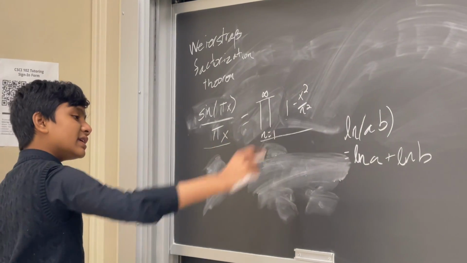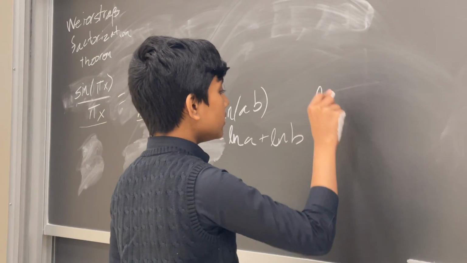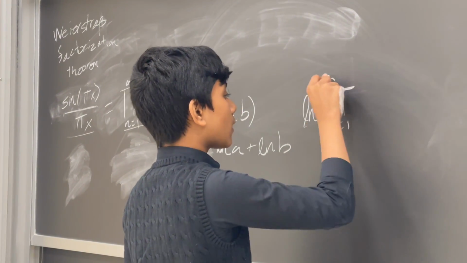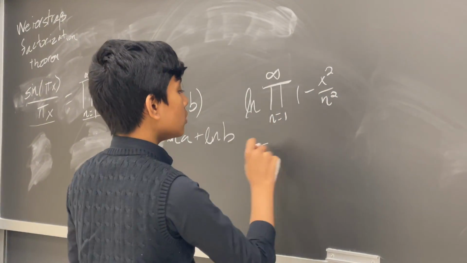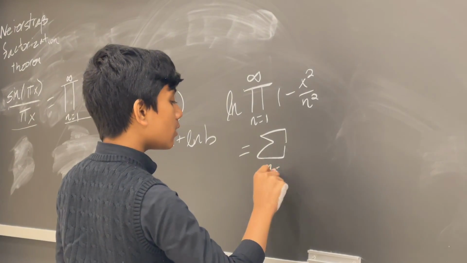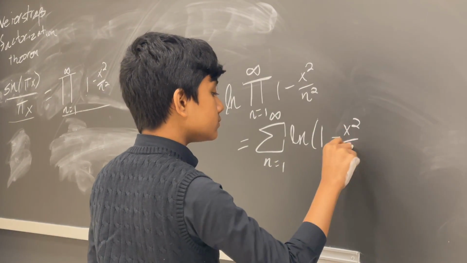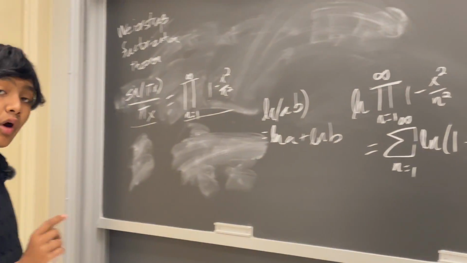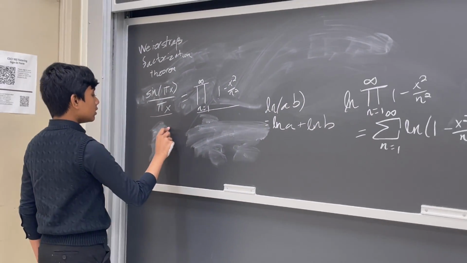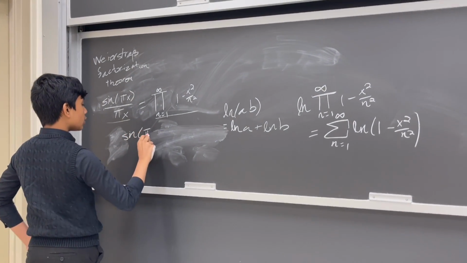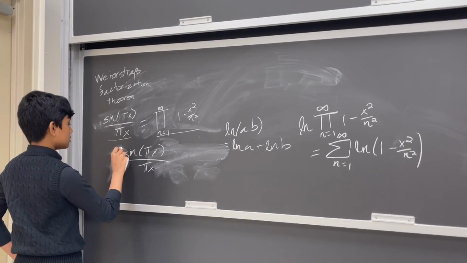So then, if we use this infinite product, it can be converted into an infinite sum. So ln of this infinite product is equal to the infinite sum of ln of this. Alright, cool, right? So then, what are we going to do now? Well, we are going to differentiate on both sides with respect to x.